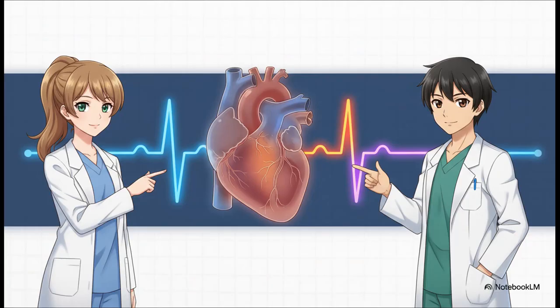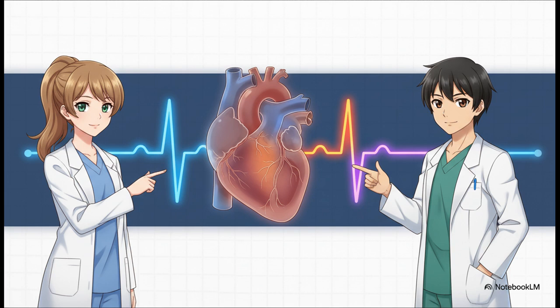So what's happening electrically? Well, that P wave, that's the atria depolarizing, getting ready to contract. The big QRS complex, that's the ventricles depolarizing. It's so much bigger because the ventricles have way more muscle mass. And the T wave shows the ventricles repolarizing, or resetting.